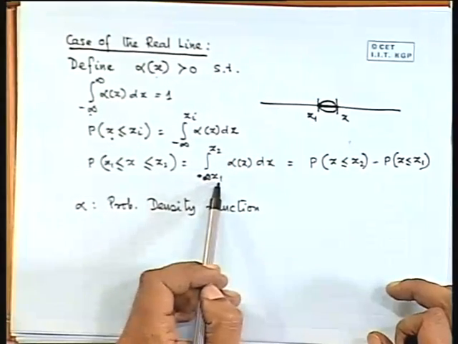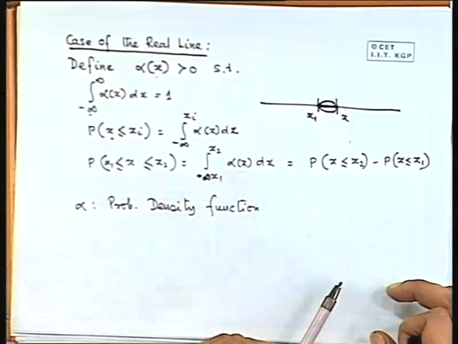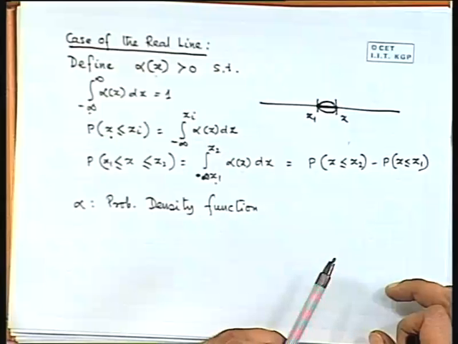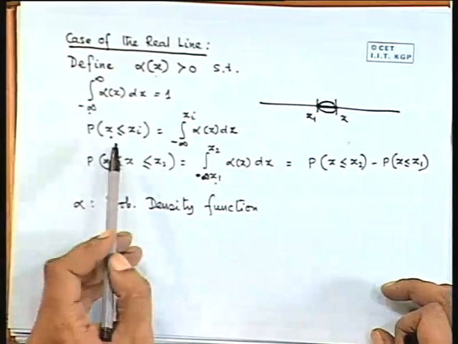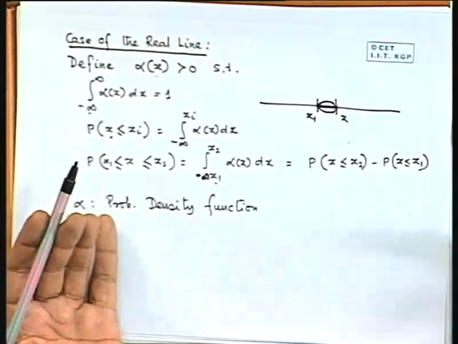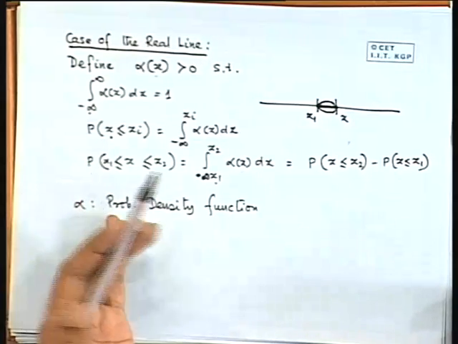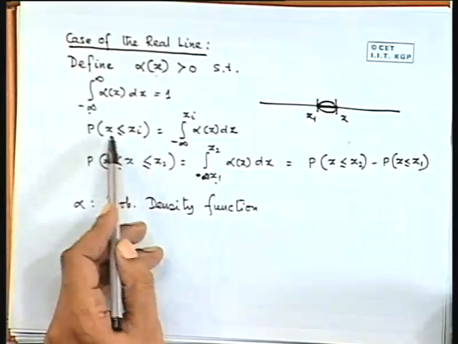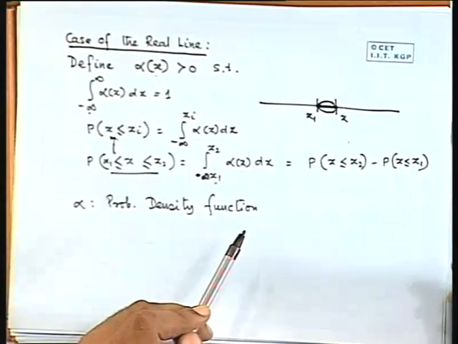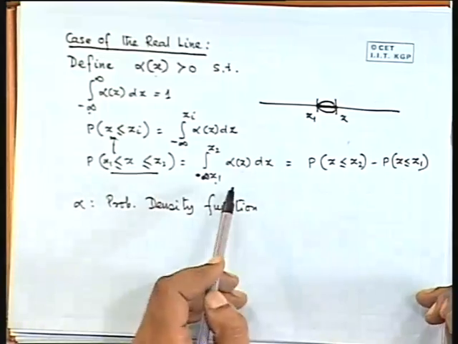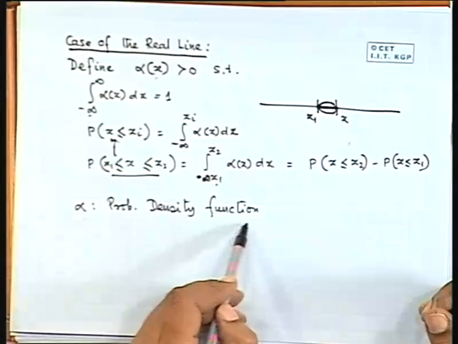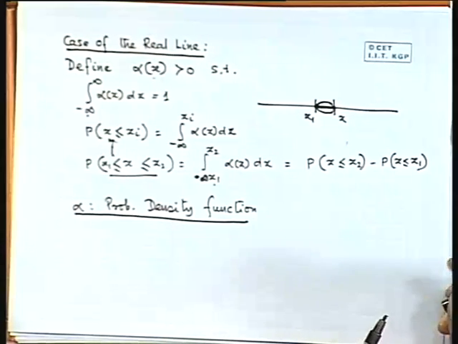That is the integral of alpha x dx from x1 to x2. You integrate the function alpha x from x1 to x2. Obviously, when x is less than or equal to xi, it means x ranges from minus infinity to xi. So you can actually cast this in this form, right? You define probability in terms of integrals, and therefore this function is called a probability density function.